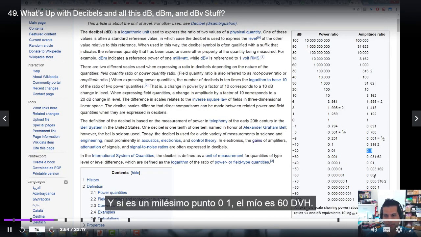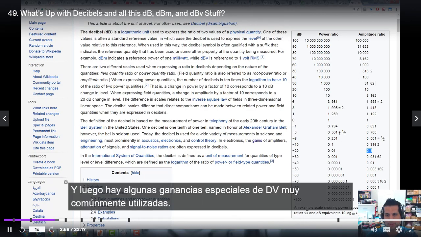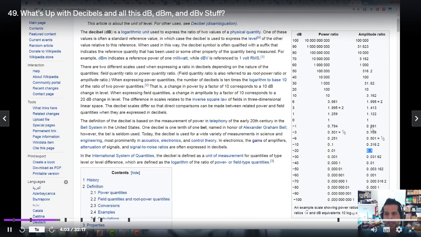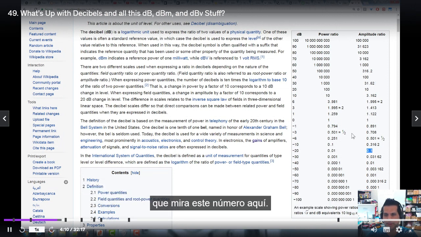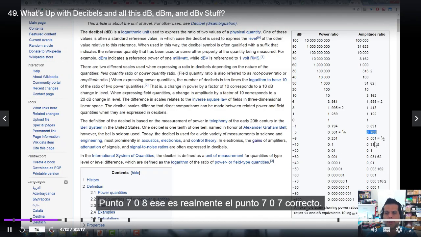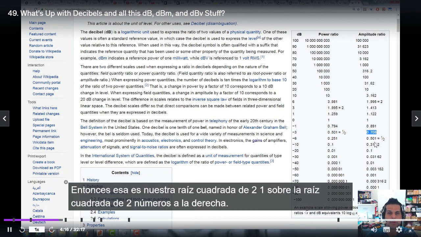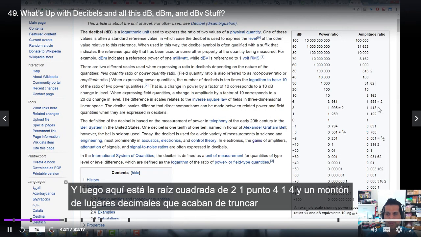And if it's 1/1000th, 0.001, it's minus 60 dB. All right, and then there's some special, very commonly used dB gains. See this minus 3 and the plus 3 dB? Look at these numbers. This one right here, 0.708, that's really the 0.707, right? So that's our 1 over square root of 2 number. And then here is the square root of 2, 1.414, and a bunch of decimal places, which they've just truncated.